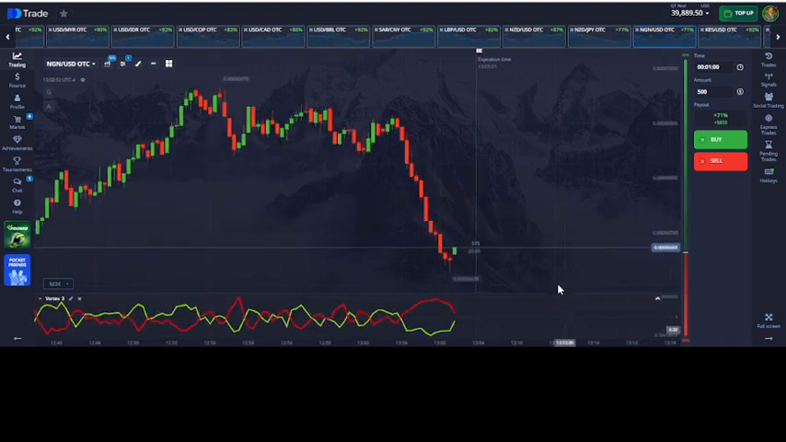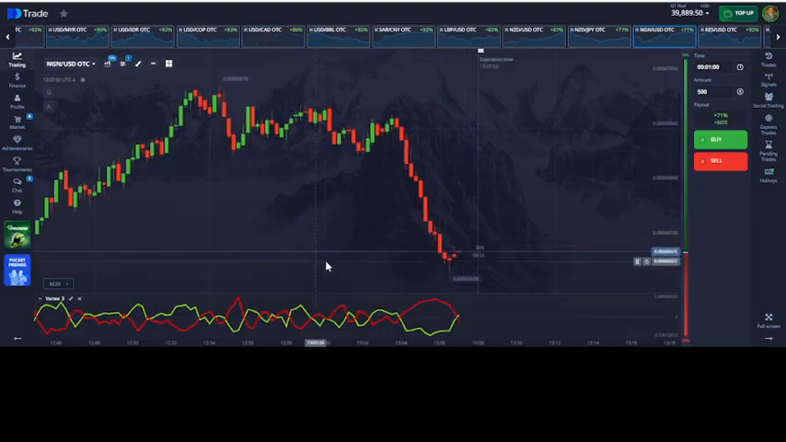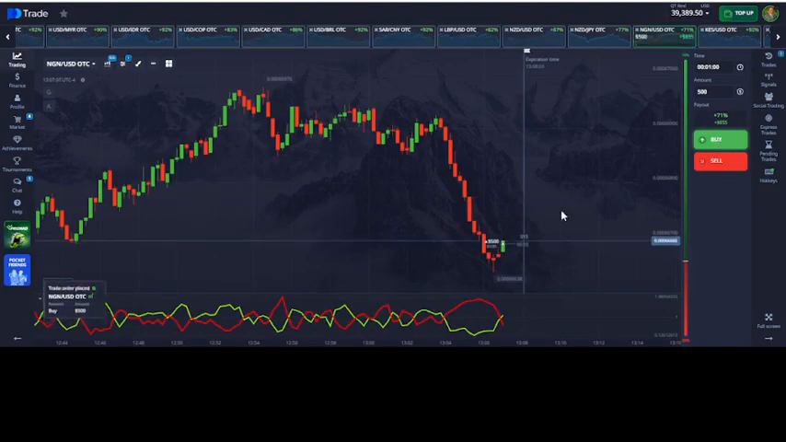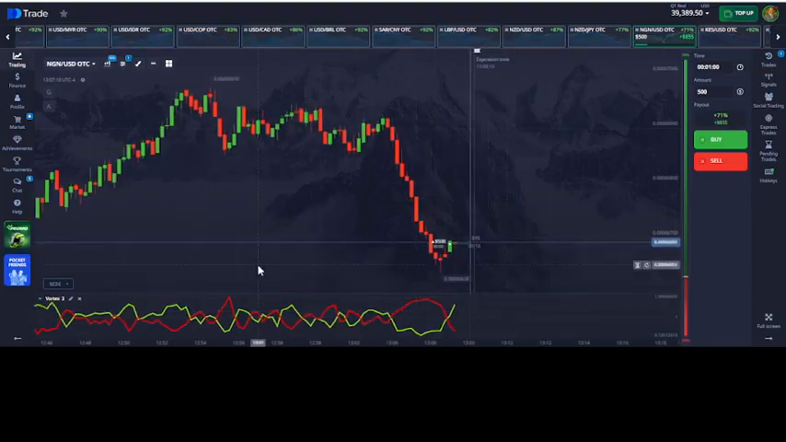Okay, so I'm on NGN USD OTC, and I'm anticipating a bullish reversal here. Okay, there we go. Let's go ahead and take the buy trade here at this level. The cross of the green vortex line and the red, the plus VI line and the red VI line crossing in an upward direction here.